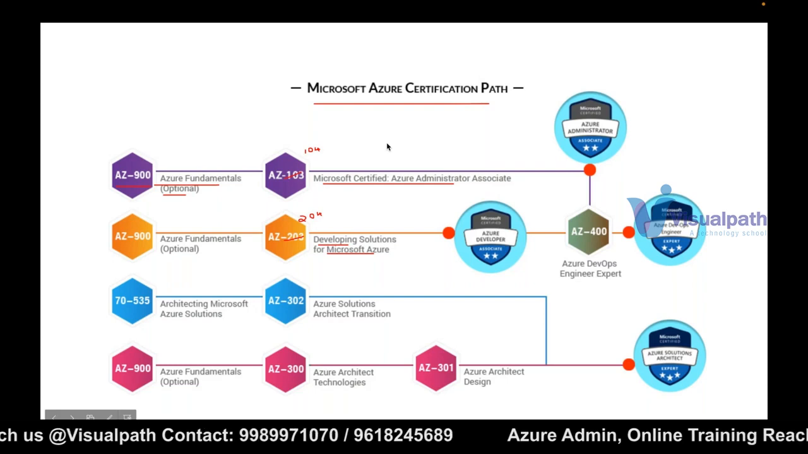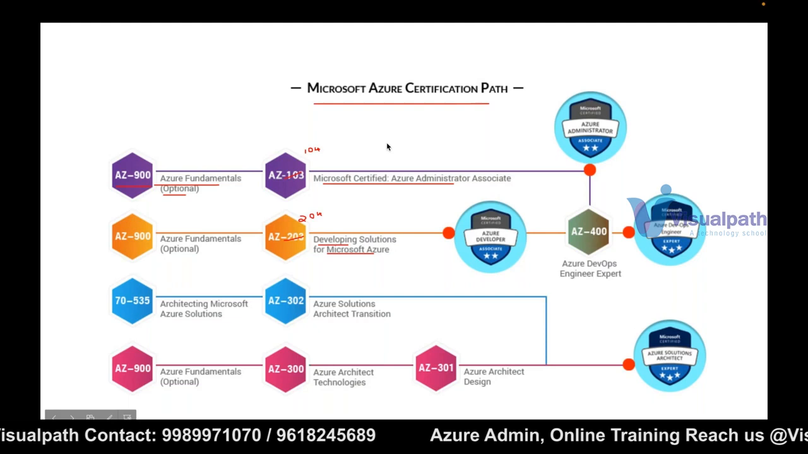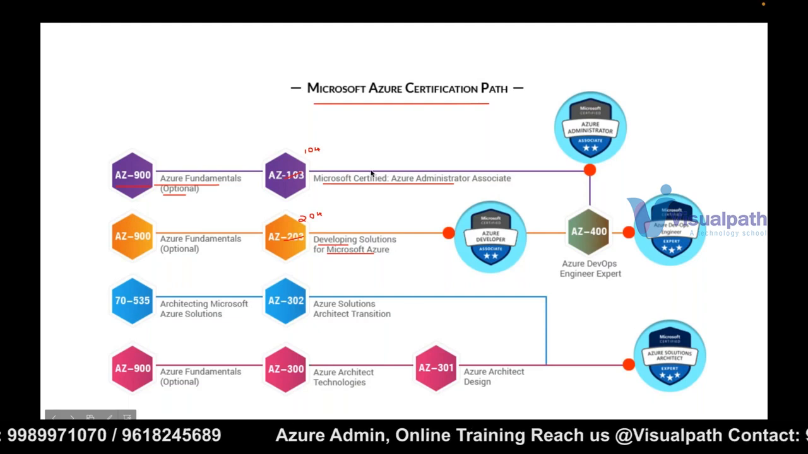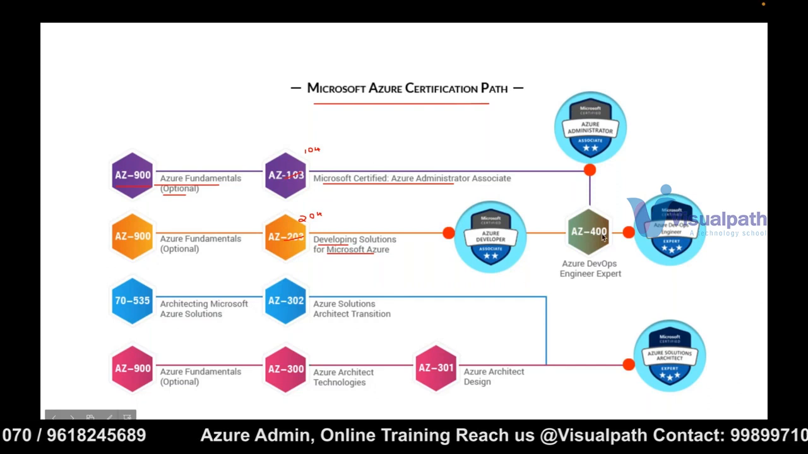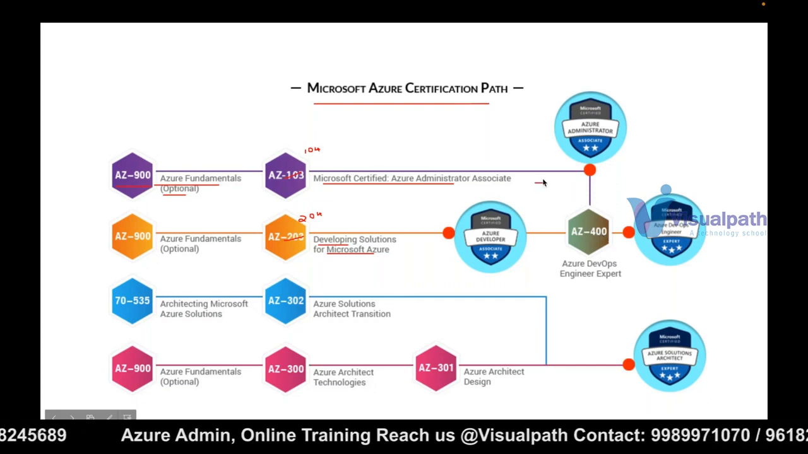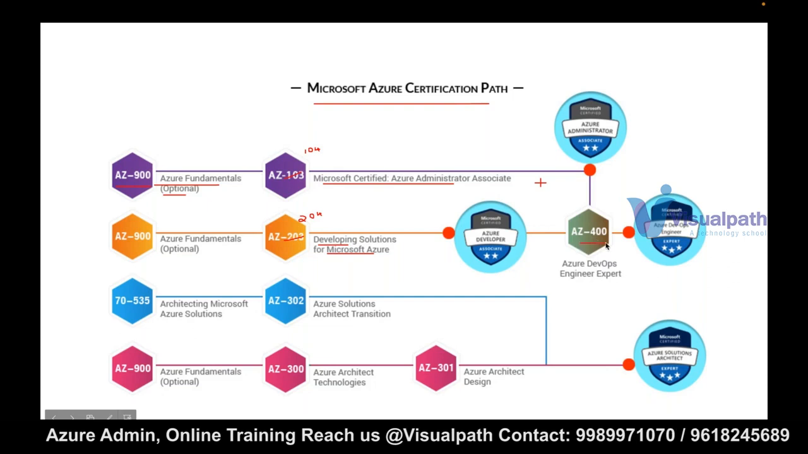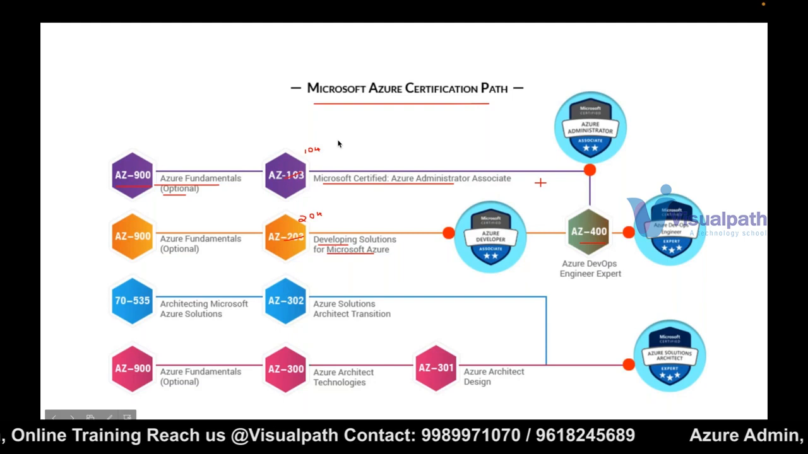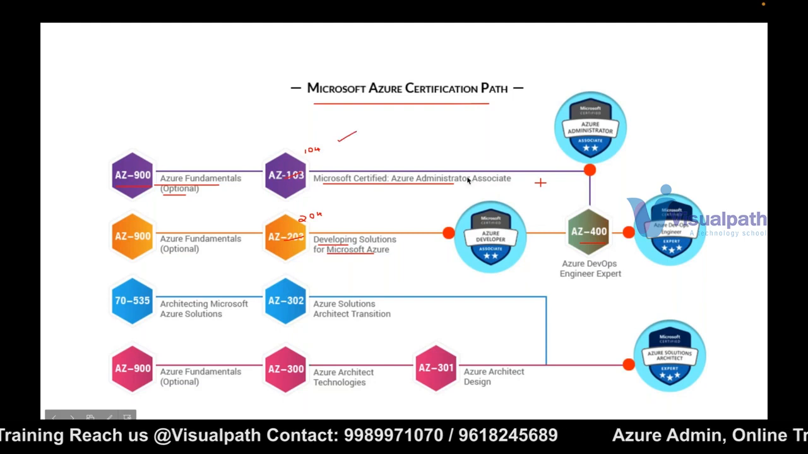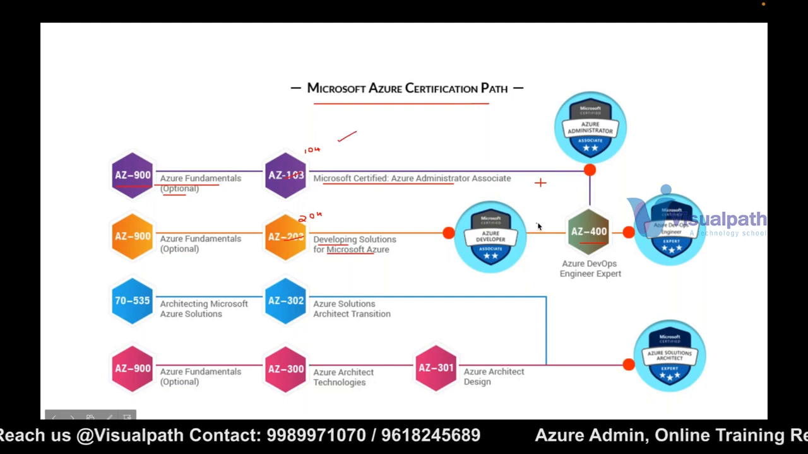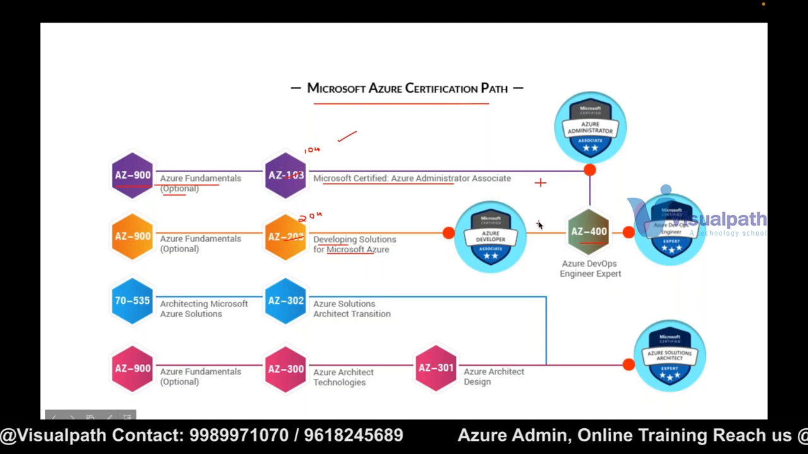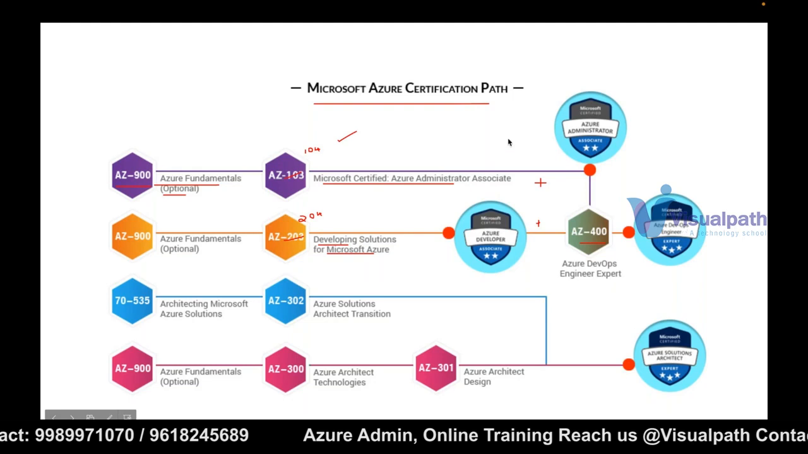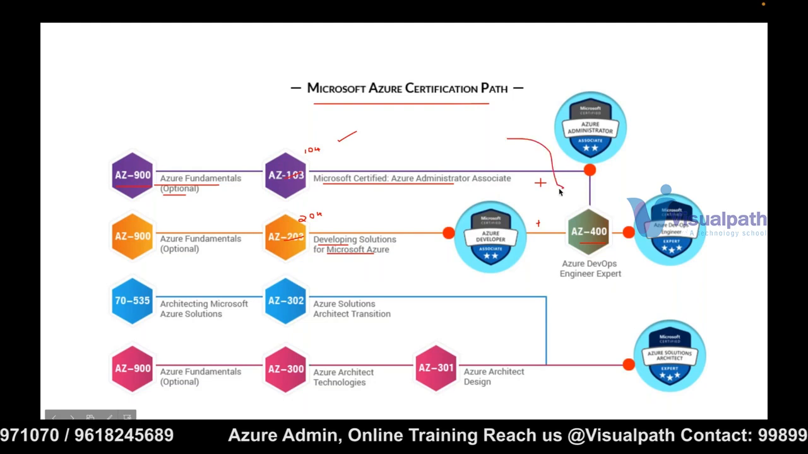Okay. So what to do after 104? If you are interested in Azure DevOps, the prerequisite for Azure DevOps is AZ-104 content, plus AZ-400, which is your Azure DevOps content. Or you can learn 204 plus 400. With this also you can achieve Azure DevOps Engineer Expert. Okay. So this is one way to learn Azure DevOps.